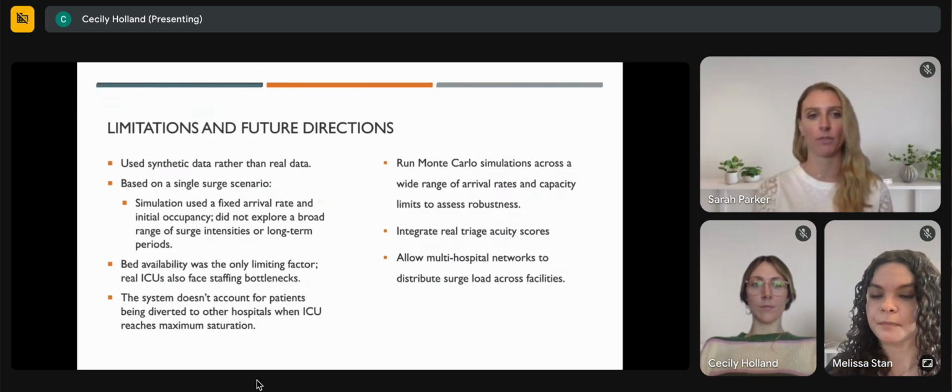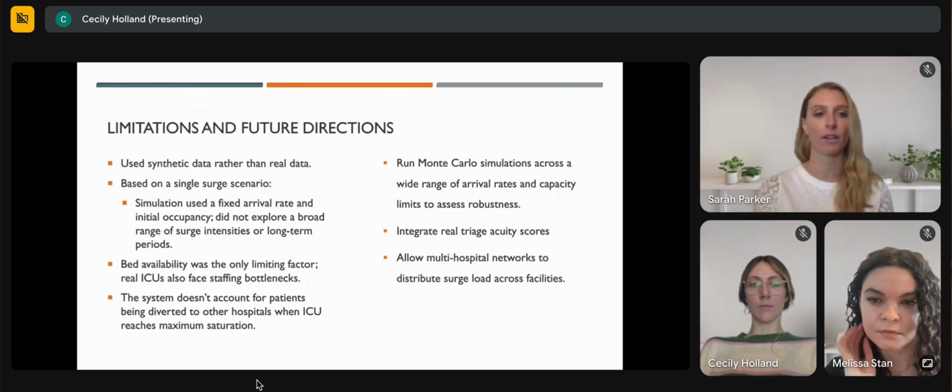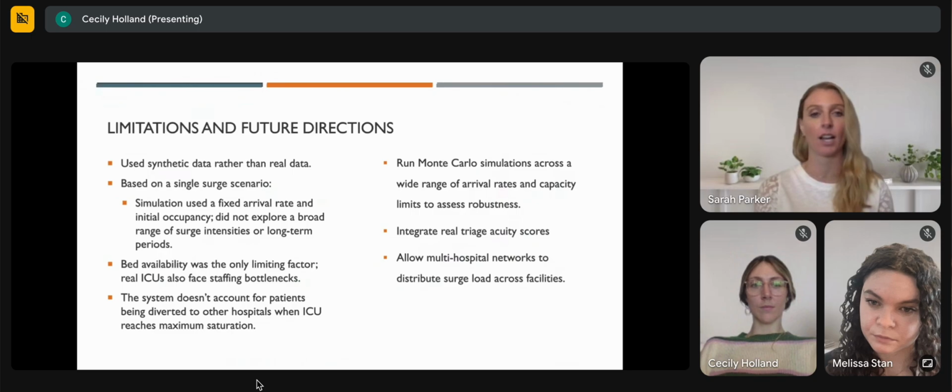this off of multiple different fixed arrival rates and occupancy, just to test it further and see what the actual wait times would be. For us, the only limitation was bed availability, but in the real world, ICU bottlenecking can happen because of staffing. If there's not enough staff, then the full amount of beds may not be able to be utilized.